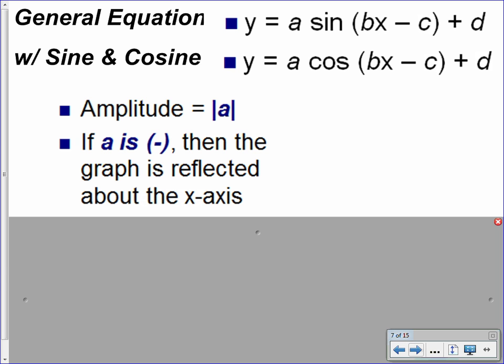So a number multiplied to the outside of our function was a stretch or shrink vertically. What about this B multiplied on the inside?